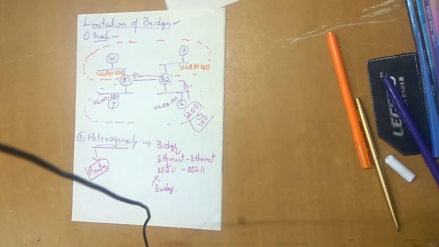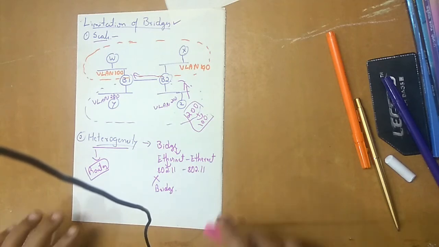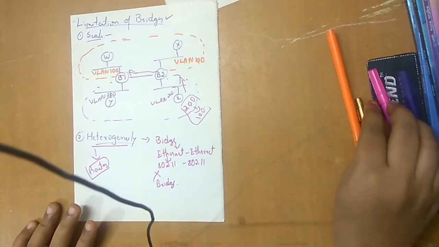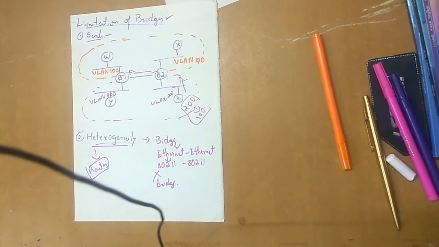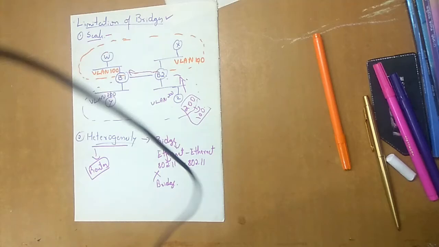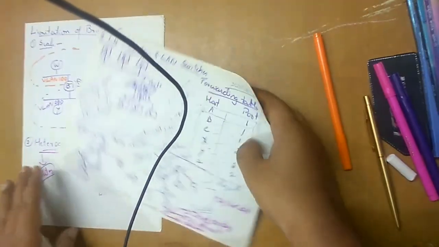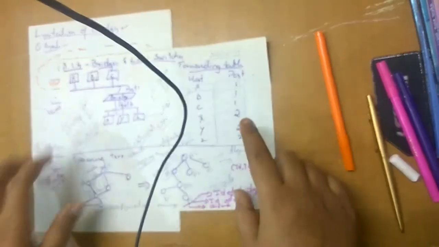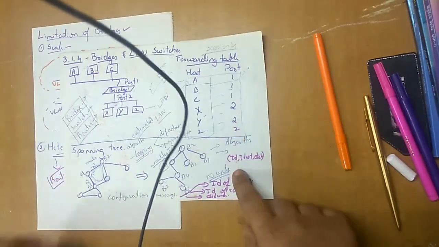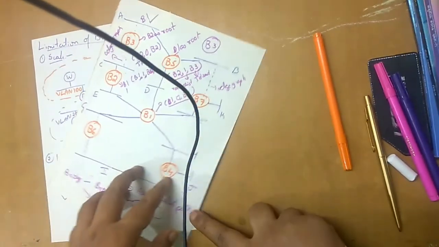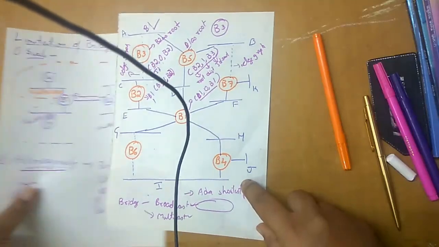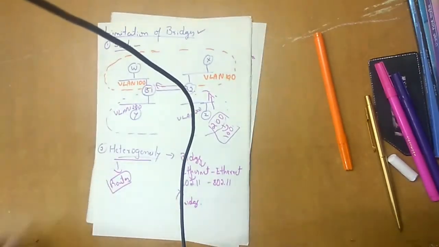And about heterogeneity, it is not supported by the bridge. Then we will switch to the router. That will be the next topic. So in today's session, we discussed the bridges, forwarding table, and spanning tree. Spanning tree is important. When thinking of bridges, we can cover certain limitations of the bridge.